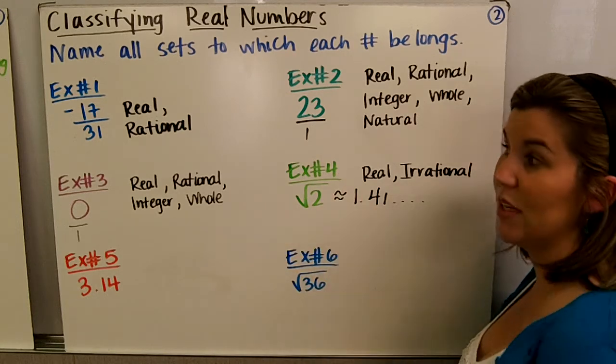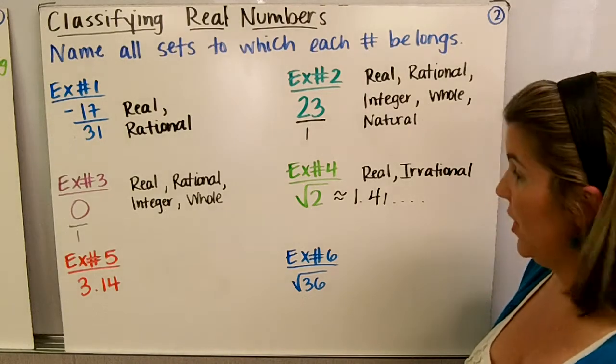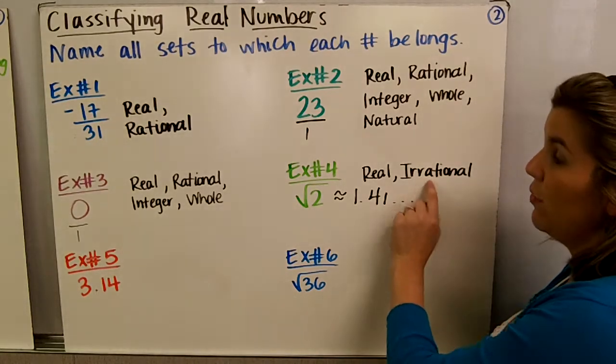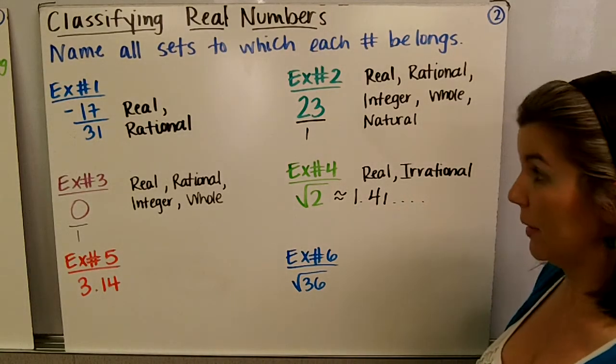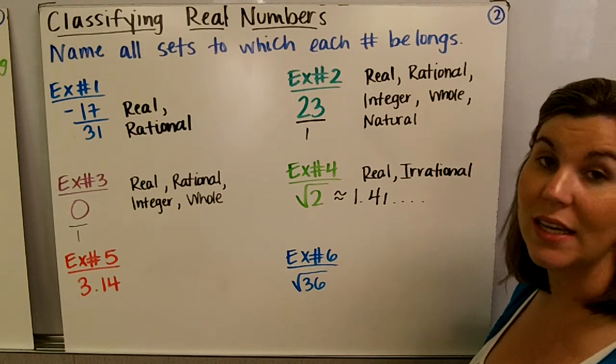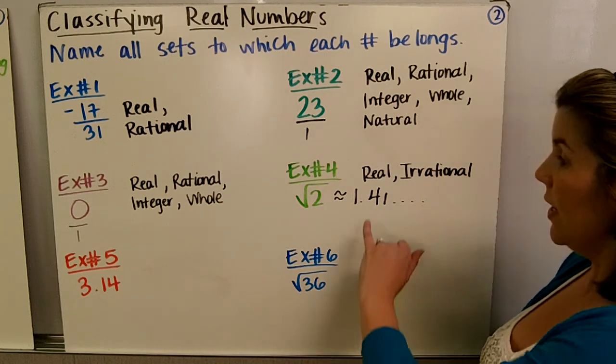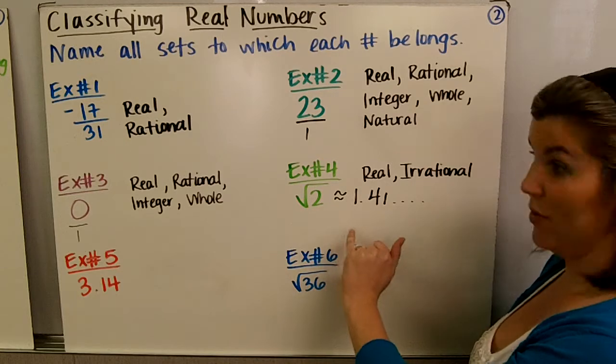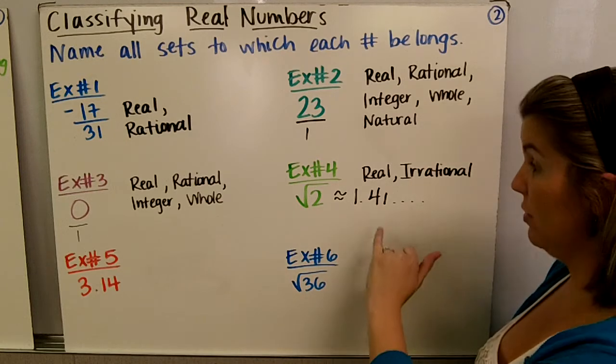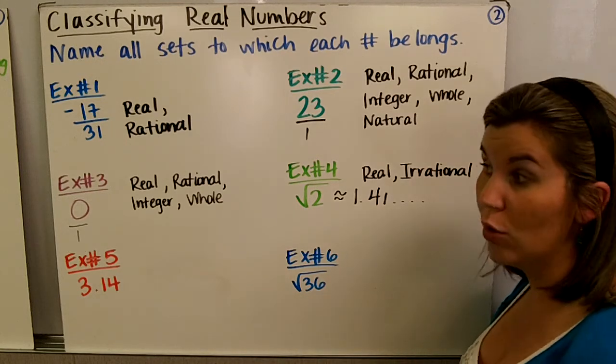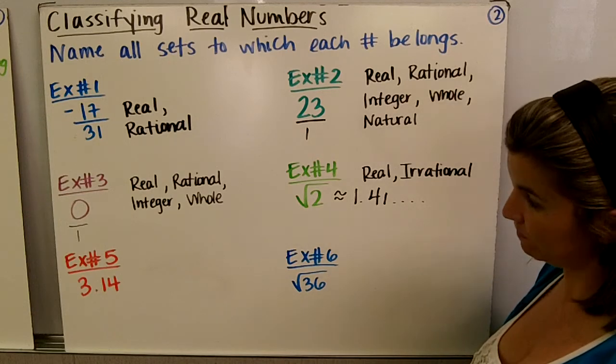It's not able to be expressed as a ratio of two integers. So therefore, it is an irrational number. If it's irrational, then it cannot be rational. Okay, it's not a whole number. There's a decimal. So it's not an integer, it's not a whole number, and it's not a counting number.